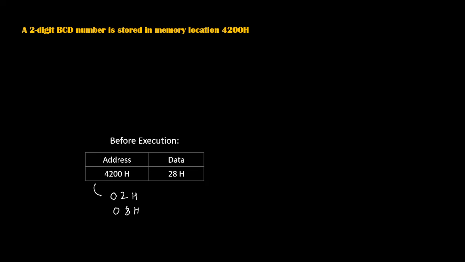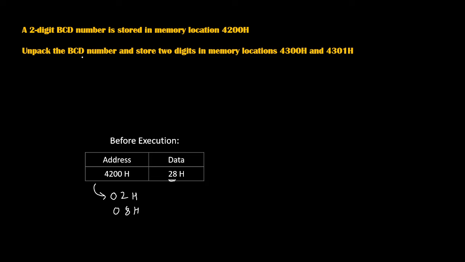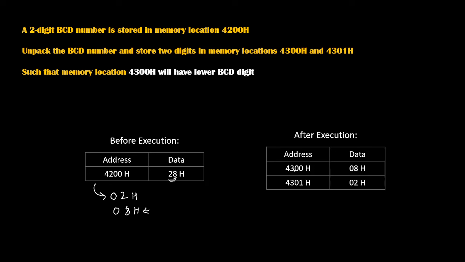So this is the process that we want to do. We want to convert 28, which is a packed BCD number, into 2 unpacked BCD numbers, 02H and 08H. Unpack the BCD number and store the digits in memory locations 4300 and 4301, such that memory location 4300 will have the lower BCD. Out of this, the lower digit is 08. So what we are expecting is on 4300 we should get 08H, and after execution of this program on 4301H we should get 02H. So how we are going to do it?